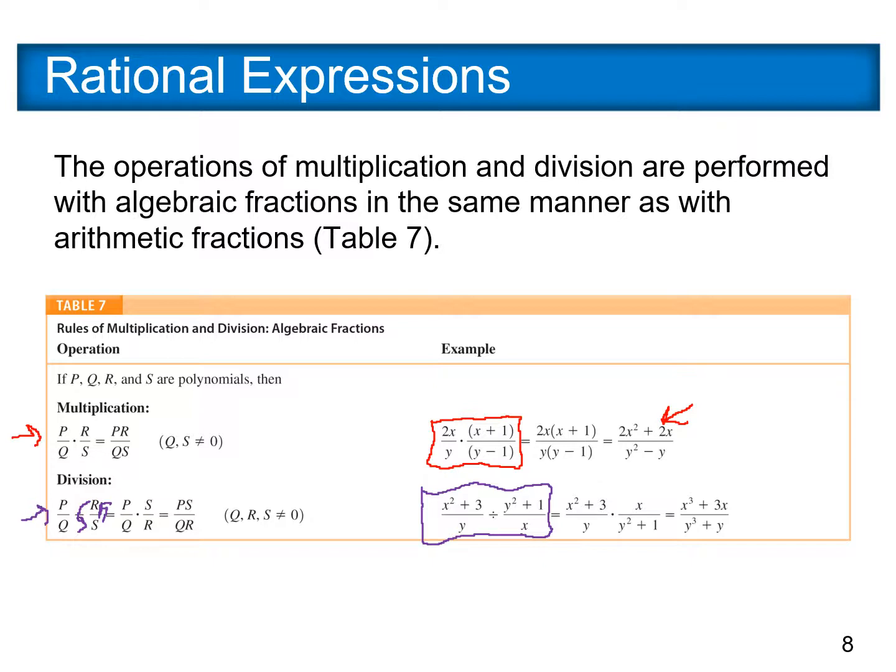So what I did is switch again the order of the second one, so I still have my x squared plus 3 divided by y, and now I have it multiplied by x divided by y squared plus 1, which will result in, like you see over here in purple, x to the power 3 plus 3x divided by y to the power 3 plus y. And these are the rules of multiplication and division.